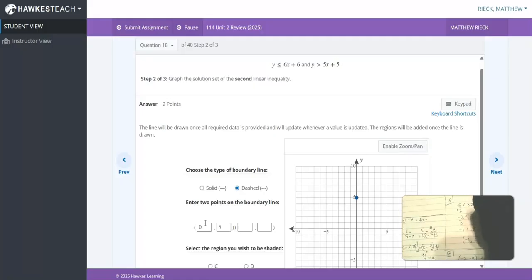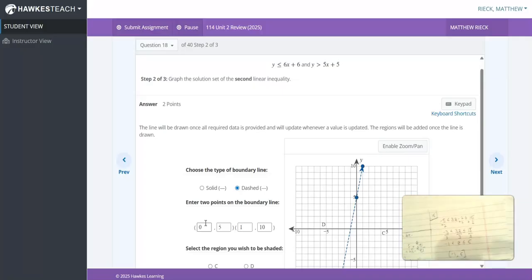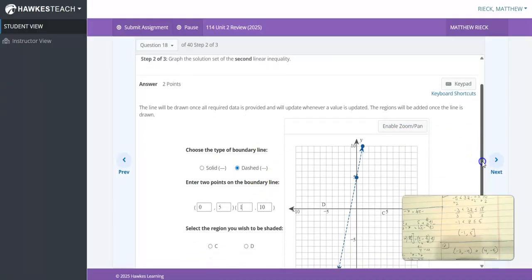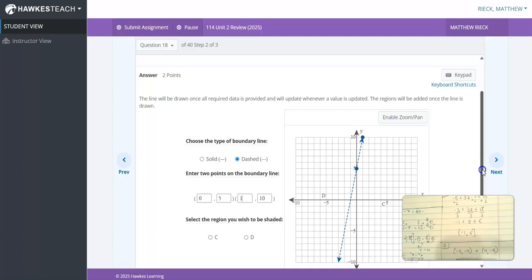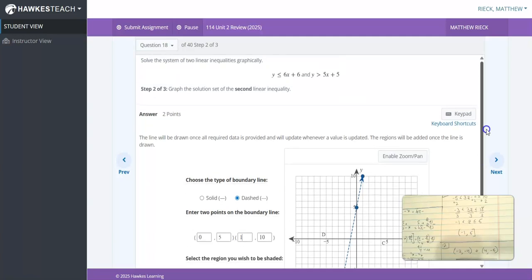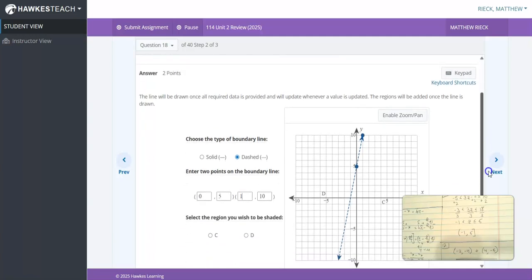And again, our slope is going to be up 5 over 1. So if you go up 5, that's going to be up to 10, and over 1 is going to be 1 there. So that's going to be my line there. And again, we can use the origin since it's not included on the line. So you have 0 is greater than 5, which is not true. So we're going to shade the other region, the region that doesn't include the origin. So that's going to be region D.